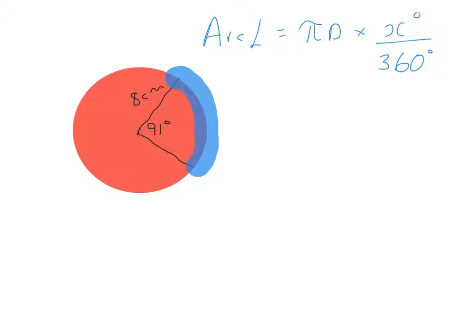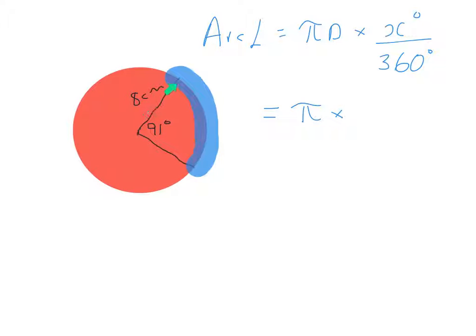Because this last part almost signifies the proportion of the circle, the proportion of the circumference that you will be working with. So we now just need to fill in the information that we've been given from the question. So the arc length equals pi d times x over 360. So pi is just a number, and I need to multiply that by the diameter. If I have a look here, I've got this line from the circumference to the centre.